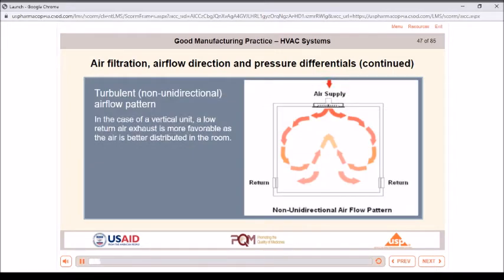Air filtration, airflow direction, and pressure differentials continued. Turbulent, non-unidirectional airflow pattern. In the case of a vertical unit, a low return air exhaust is more favorable as the air is better distributed in the room.